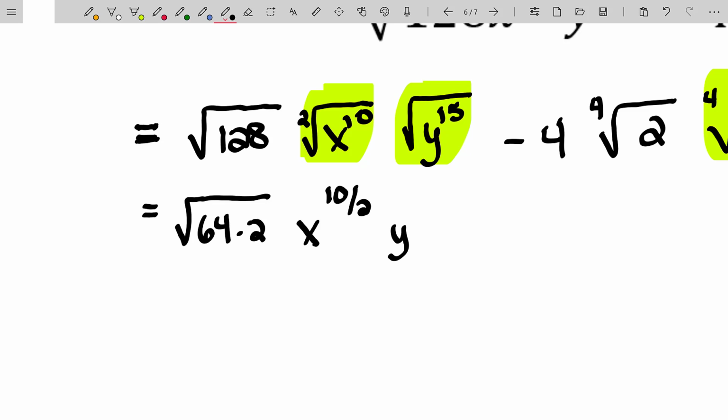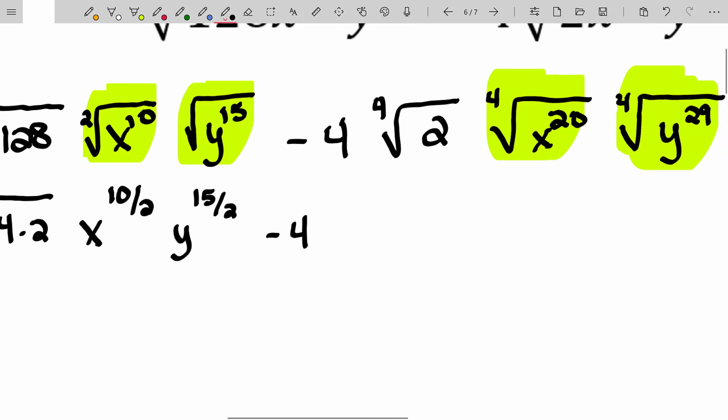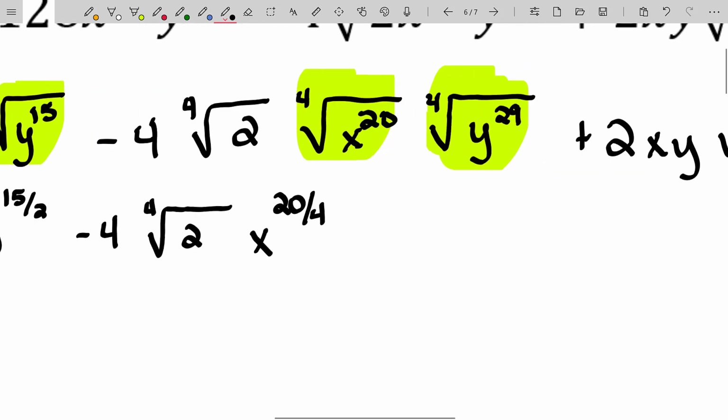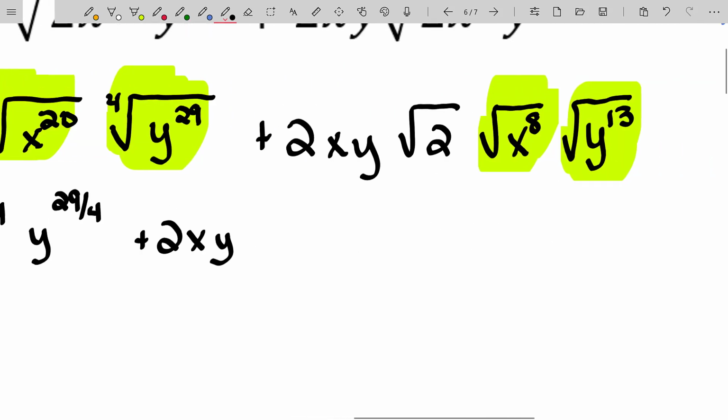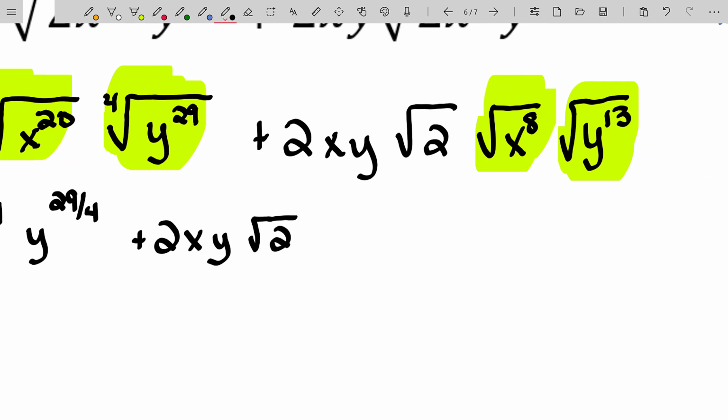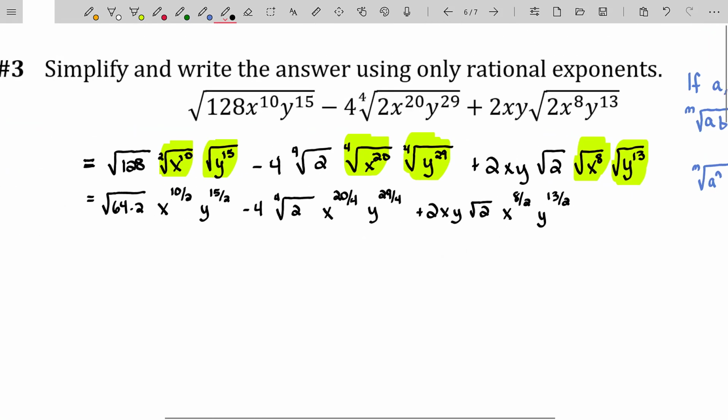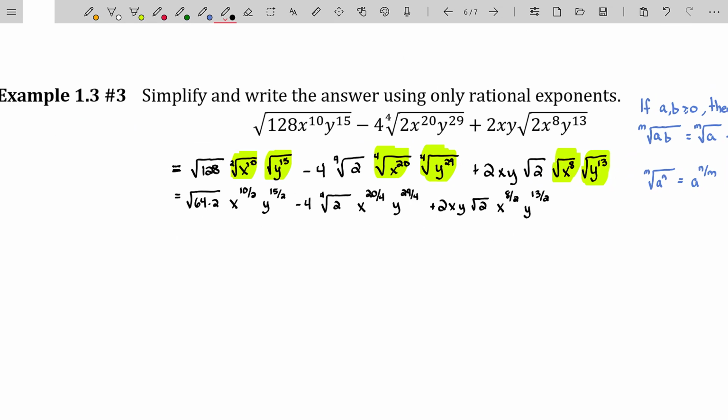Y to the, we'll have y to the 15 over 2. Minus 4, we have a fourth root of 2 attached to that. Let me go ahead and move this over, fourth root of 2. We'll have an x to the 24ths, a y to the 29 fourths, and then plus 2xy. Let's see what we got going on here. Square root of 2 doesn't really change very much. We have x to the 8 halves and y to the 13 over 2.